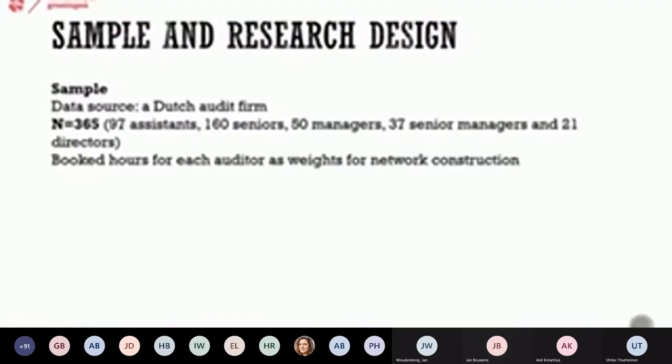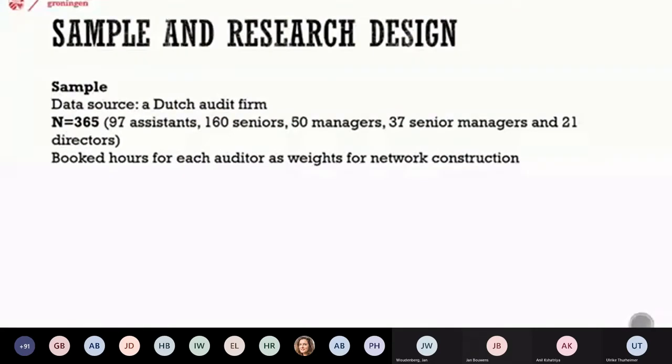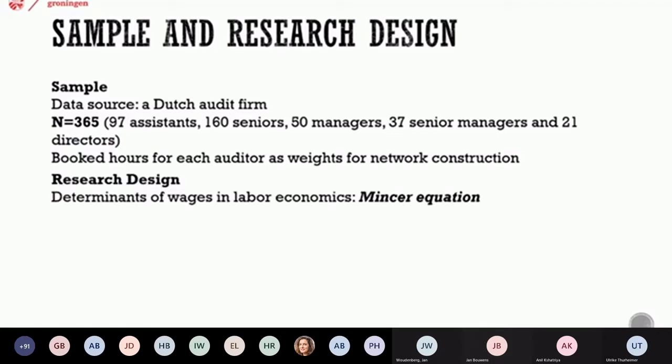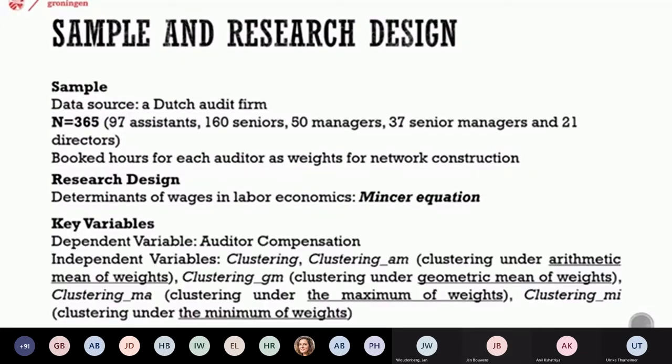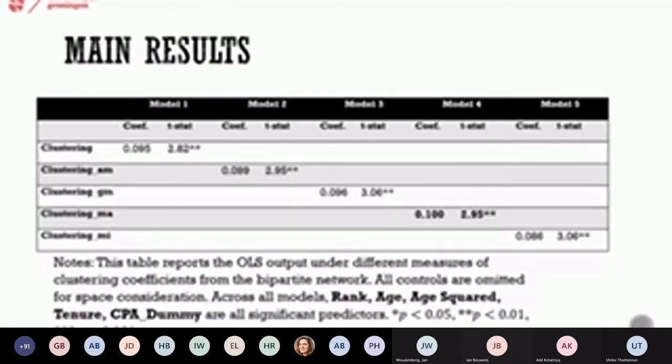We got data from one audit firm in the Netherlands, and we got access to, in total, 365 individuals. And we could also use hours to use weight. And we include several controls like age, gender, obviously also rank, and several others. And we use different clustering coefficients. So there are different ways to measure it.